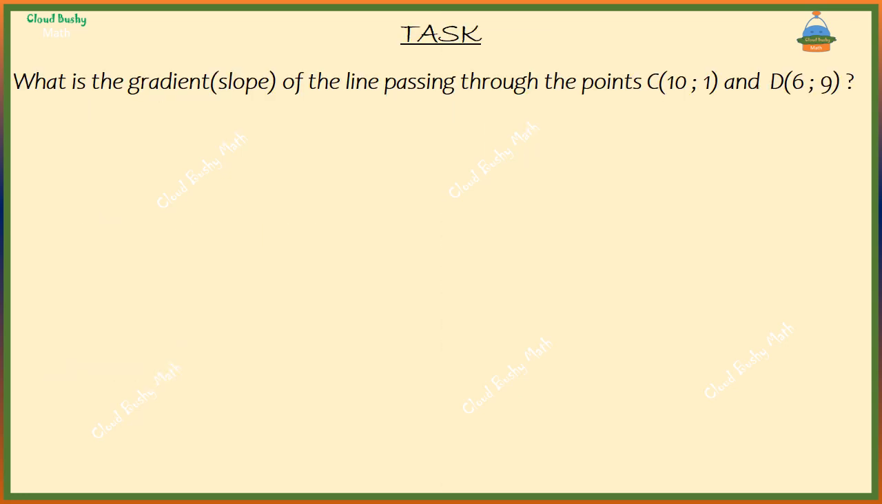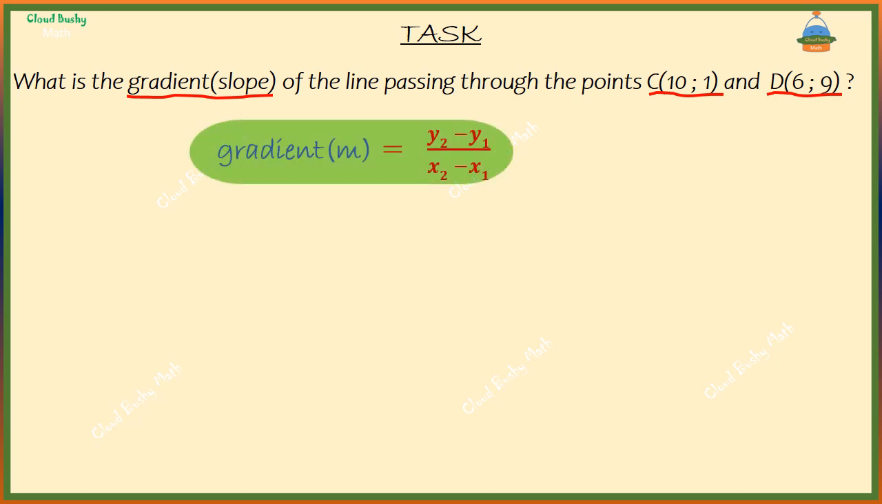Hello guys. Now our task is to find the slope or gradient of the line passing through the points C and D. We are given the coordinates of the point C as 10, 1, and the coordinates of the point D are 6 and 9.